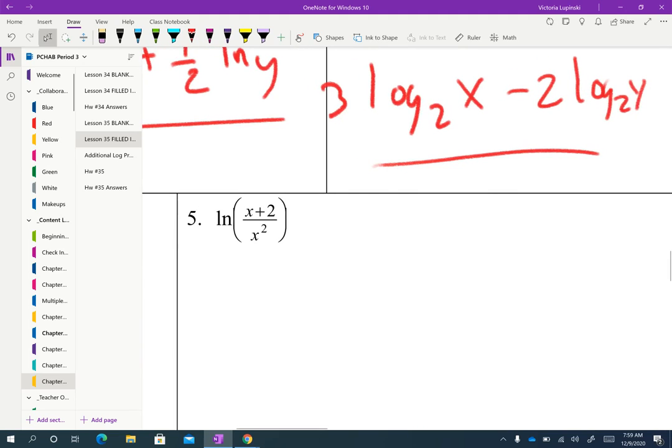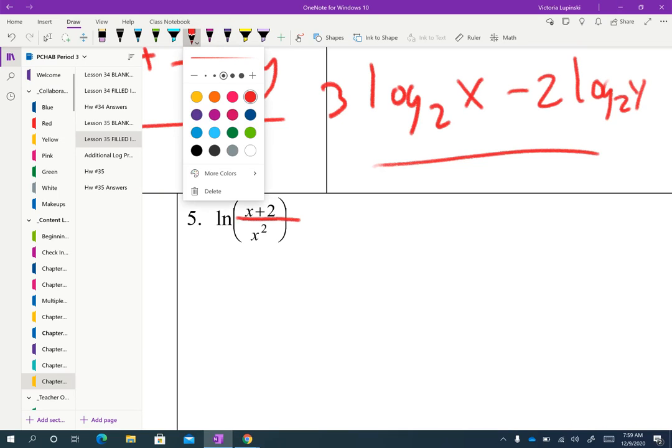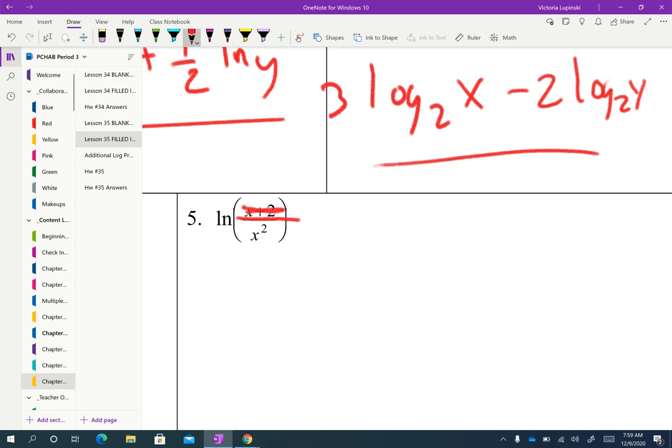For number 5, again, I'm going to start by breaking up the division. Keep in mind that that x plus 2 that's up at the top, you cannot break those up. The x plus 2, that's a binomial. It has to stay together.